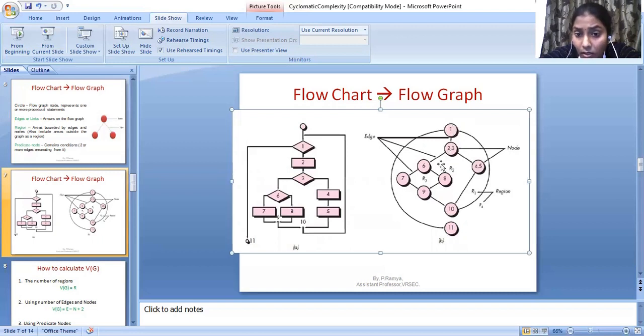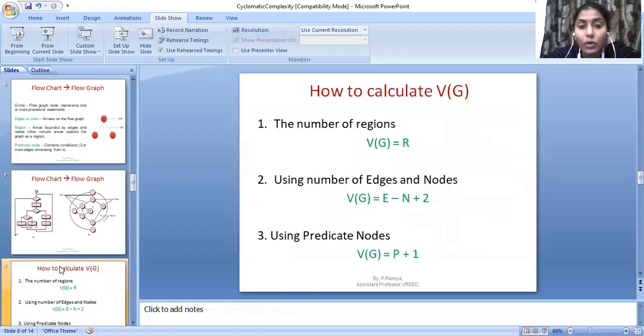here node 1, node 3 and node 6. Clear? Right. So now with this terminology, you understood what is a node, what is a link, what is a region, what is a predicate node. So let me tell you how to calculate this cyclomatic complexity.